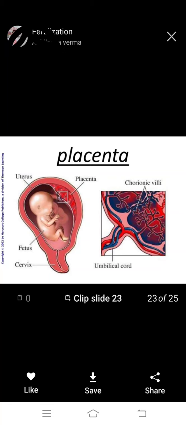Six types of tissues are involved in the formation of placenta. First are the uterine epithelium, uterine connective tissue and uterine endothelium, and the other three are embryonic tissues: chorionic epithelium, chorionic connective tissue and chorionic endothelium. Okay, some placenta too.